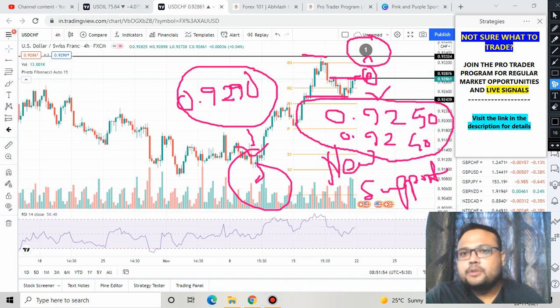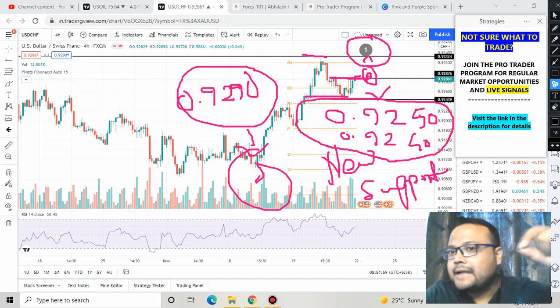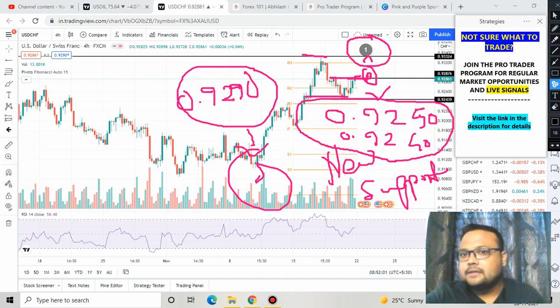So the first trading opportunity is at the top: if the market reverses from the level of 0.9330, we can take a sell. If the market crosses the level of 0.9290 and goes up, we can take a buy. Not a very safe level, but yes, we can go for it, our second trading opportunity. But if the market fails to go up and comes down to a level of 0.9250 or 40 and bounces, we can take a buy. So these three are the trading opportunities on the USD CHF chart that I see for Monday.